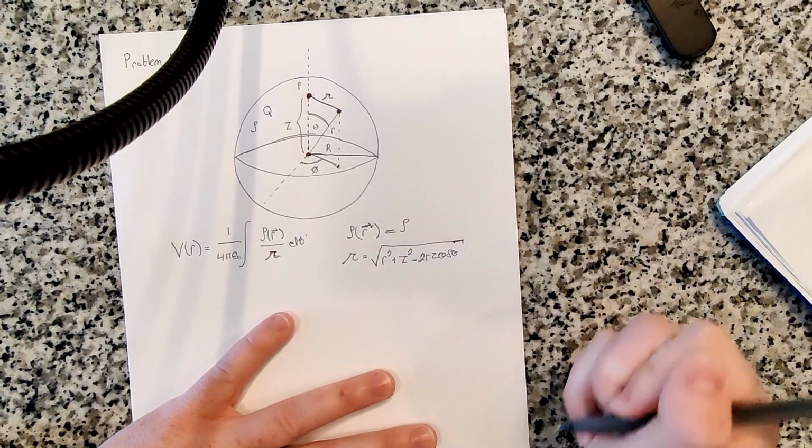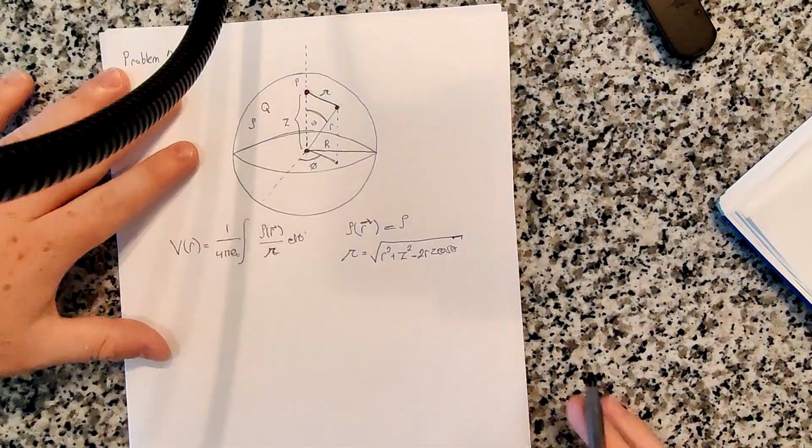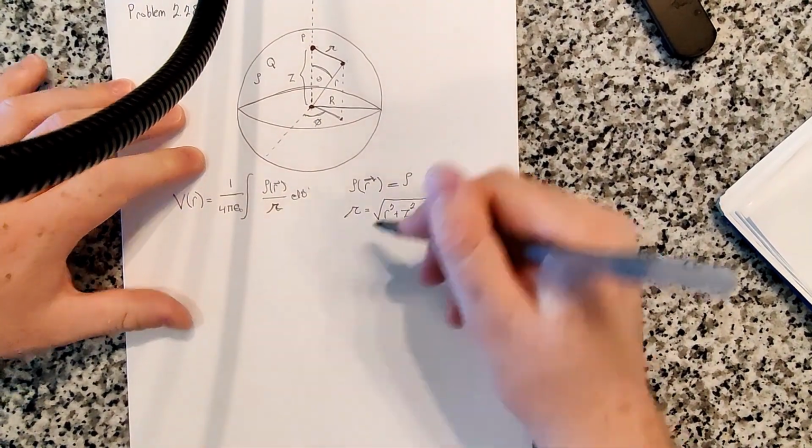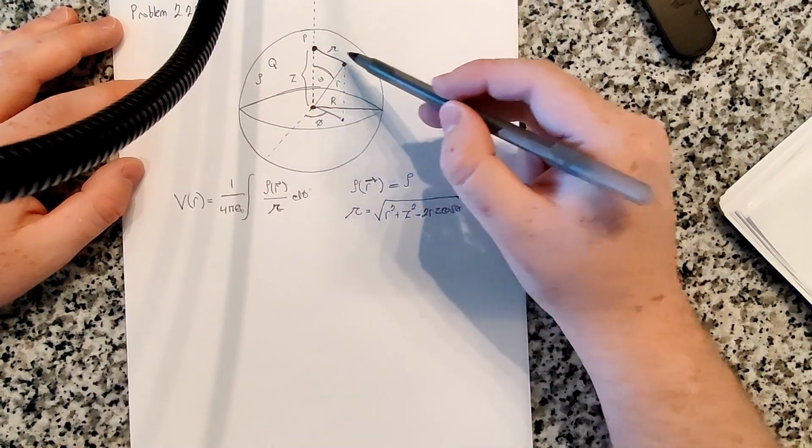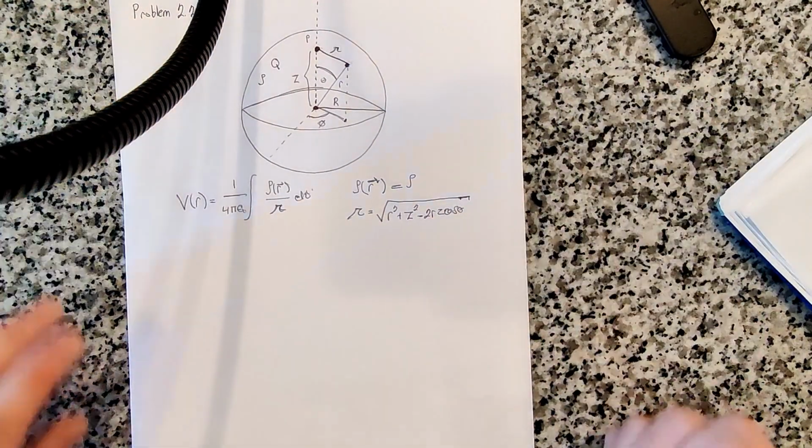If you're unfamiliar with the law of cosines, I would suggest looking that up. This is a very handy formula to know when you have a general triangle like this that's not a right triangle.